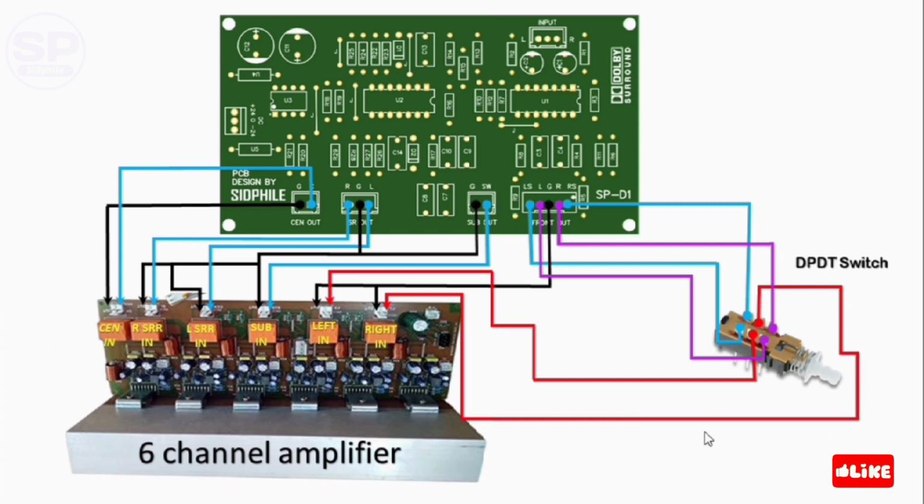Connect this output to the right amplifier input, and this output to the left amplifier input. This connection is for the left right front channel. Now for the subwoofer. Connect the sub output to this amplifier input, and connect ground here.